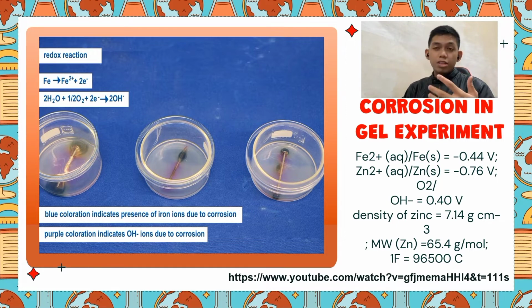After we have done mixing all the solution, we put the solution into every single container containing all the nails from the previous video. Then we wait for several days to make sure the experiment occurs perfectly. There are several colorations: blue indicates the presence of the Fe2+ ion due to corrosion, and the purple coloration indicates the OH- ion. Then there are some of the redox equations, or we can say the half equations, of the corrosion. And I think that's all from me.